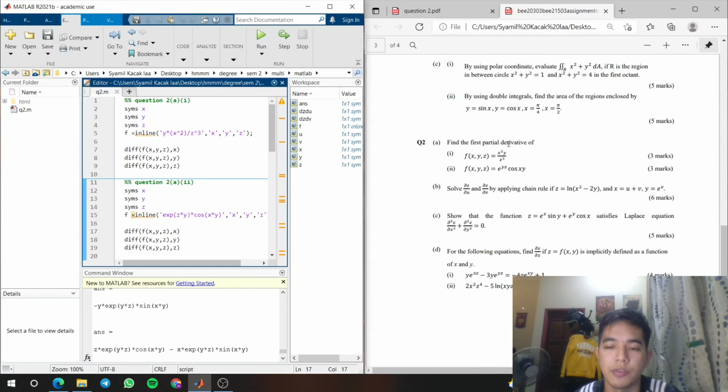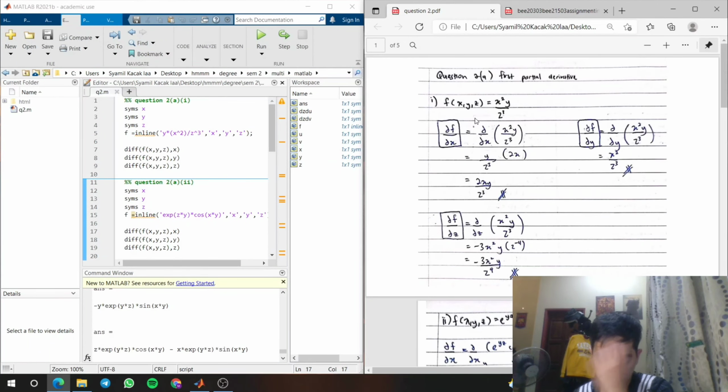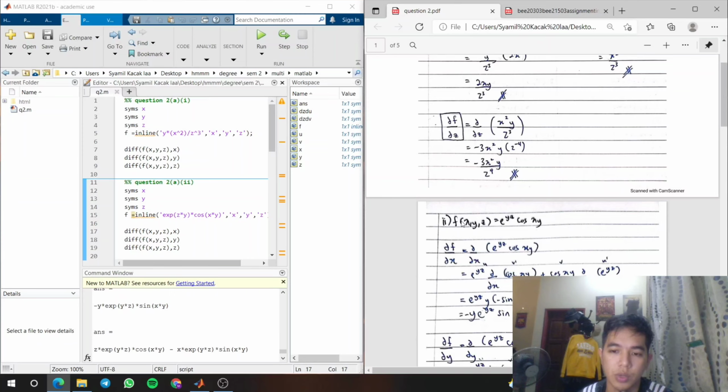Find the first partial derivative of f(x,y,z) equal to x squared y over z cubed and exponent power of yz cos y. For the manual, if you want to find fx, we just differentiate this equation with respect to x. If you want to find fy, we differentiate this equation with respect to y. And if you want to find fz, we differentiate this equation with respect to z. Number 1 and number 2 are just the same, but for number 2 we are going to use the product rule.